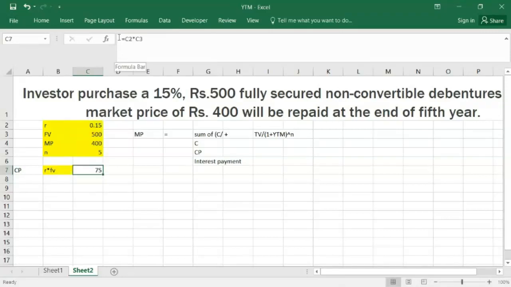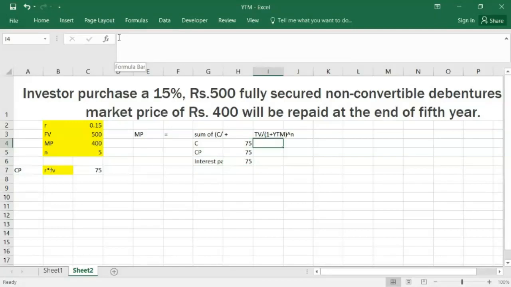So the 75 rupees is the coupon payment. The rate is 15%, and the coupon payment is 75 rupees. So here C is 75 rupees. The coupon payment, what we call the interest payment, is 75 rupees in this particular problem.